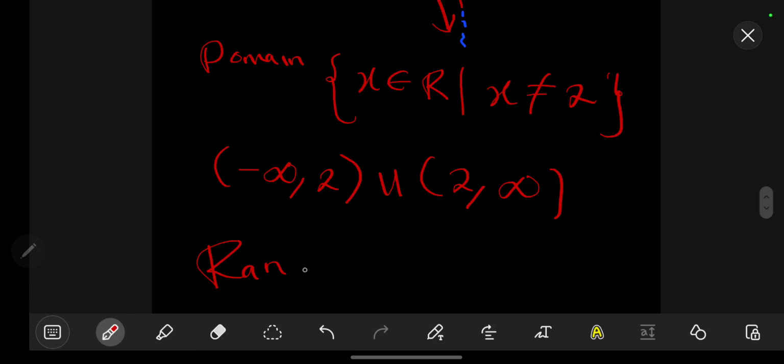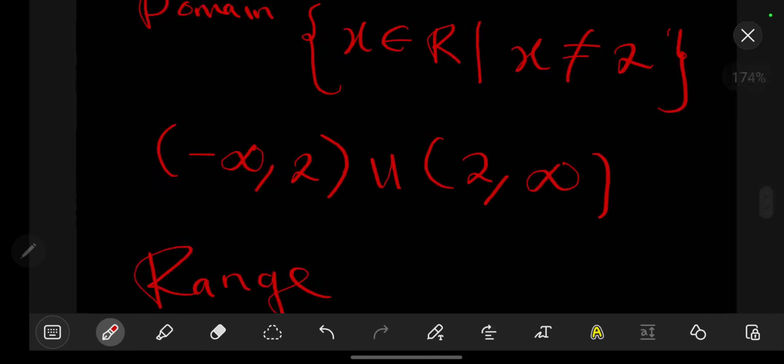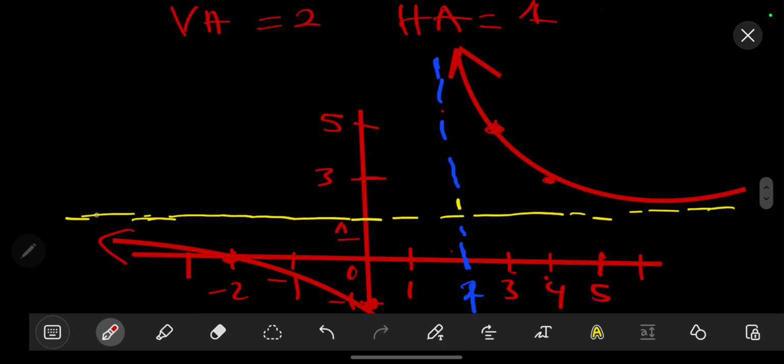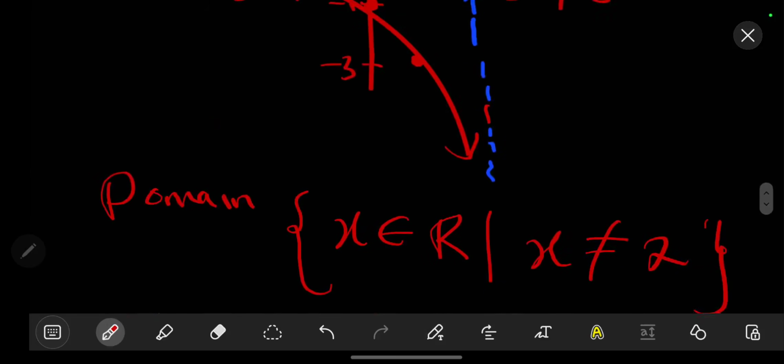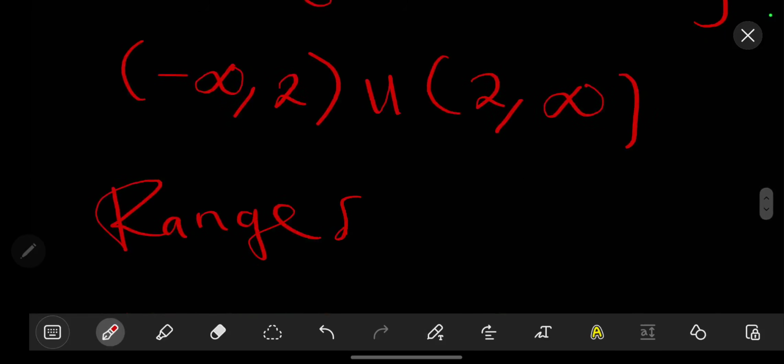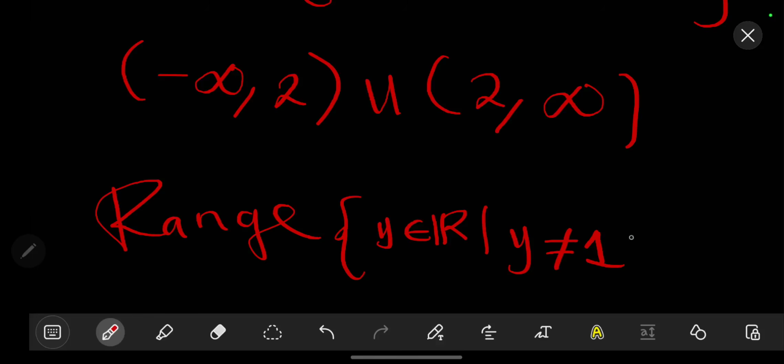Then the range is all the values of y that you are able to get. As you can see, the only value of y that is not being touched is this line, and this line is at y equal to 1. So the range is made up of y values such that y is a member of the real numbers, such that y should not be equal to 1. This is the only value of y that is not touched.